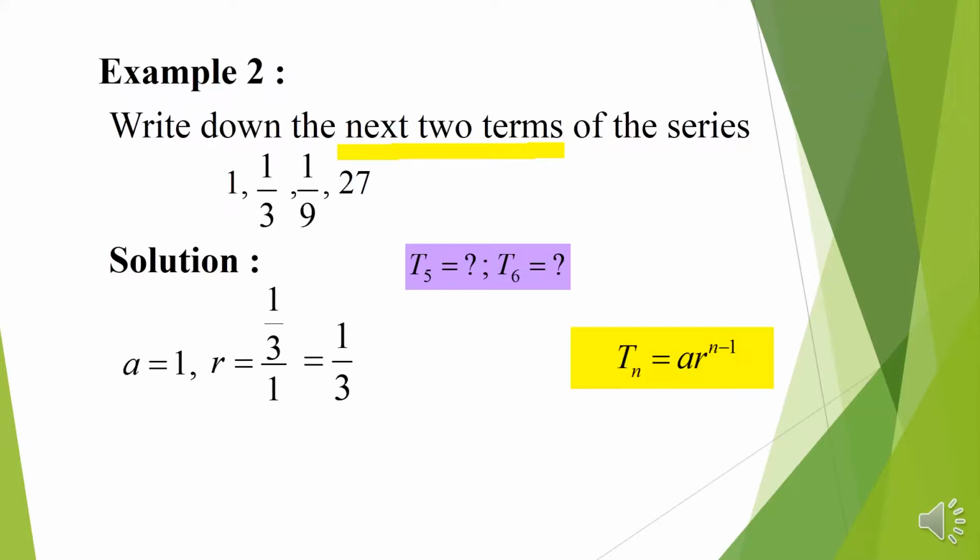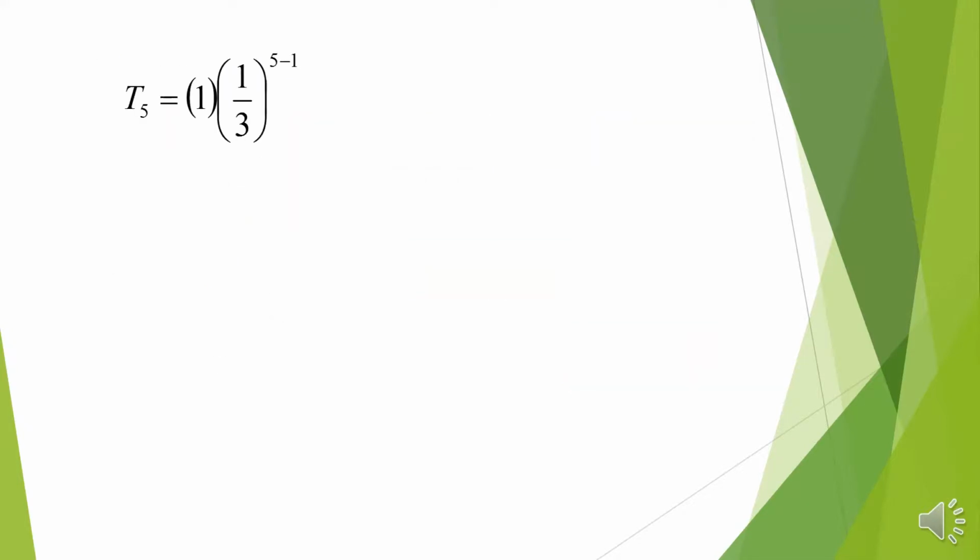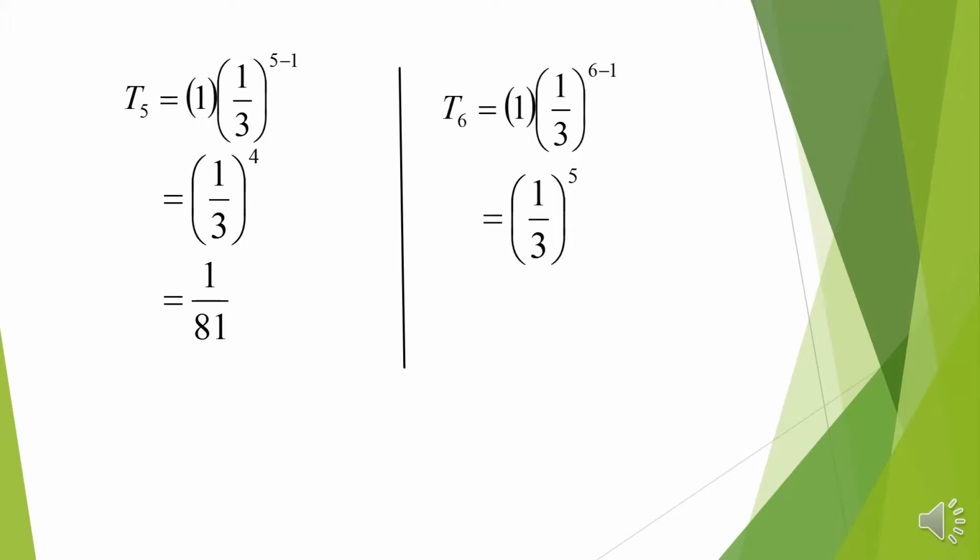Next we will apply the formula Tn equal to ar^(n-1) to find T5 and T6. From here we substitute the value of n equal to 5, the a and the r. What we will get here is 1 over 3 to the power of 4, and the answer is 1 over 81. The next one is term number 6, where we do the same thing. We substitute them, and finally we get the answer 1 over 243.